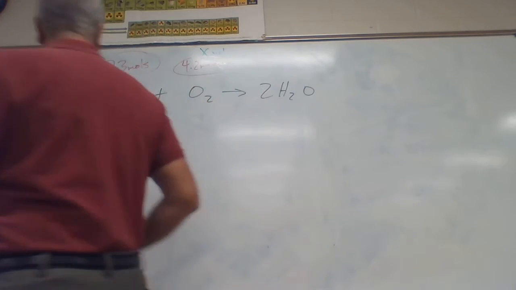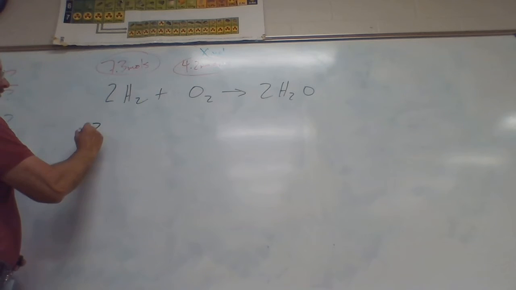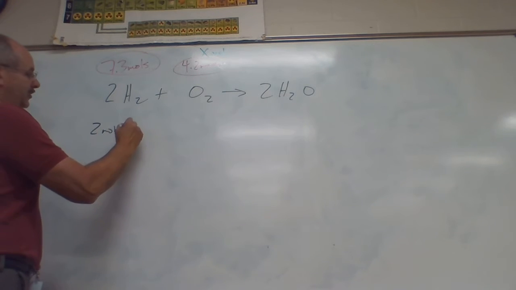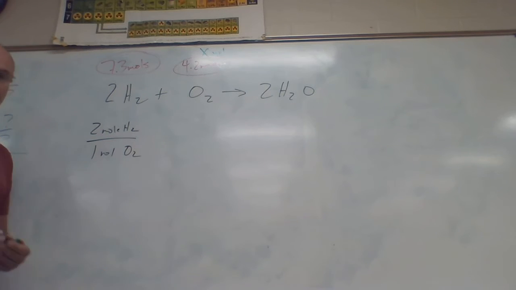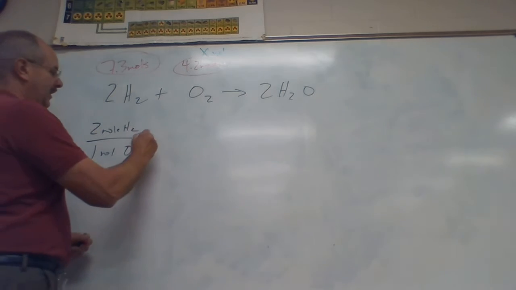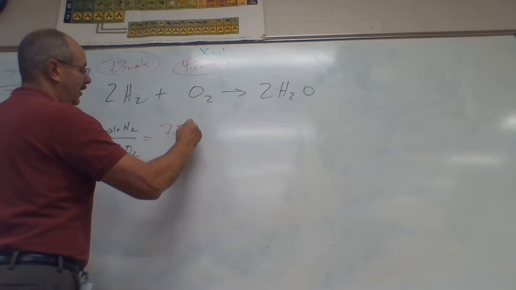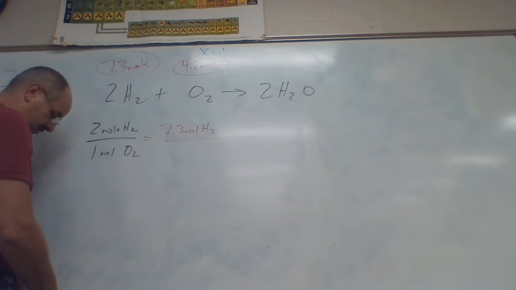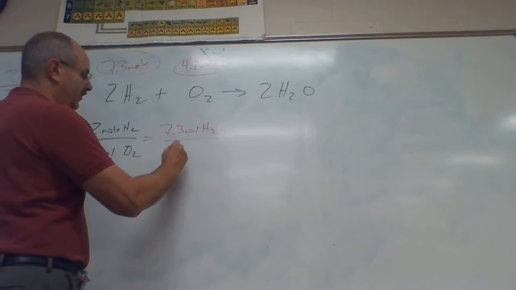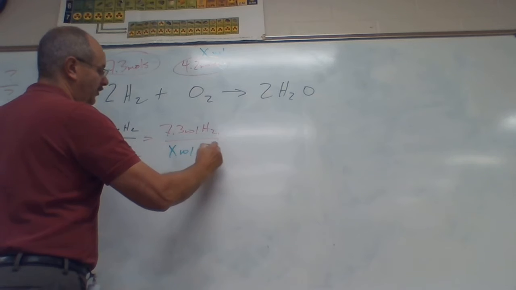So in doing that, we need a balanced equation of 2 moles of H2 will combine with 1 mole of O2. All right. Then we go, well, I don't have 2 moles of H2. I got 7.3 moles of H2. And I'm trying to find out my new X moles of O2.